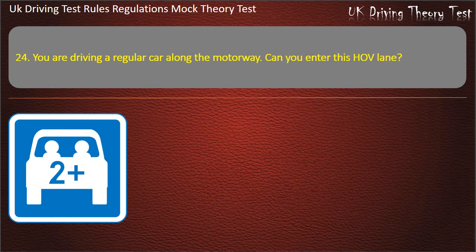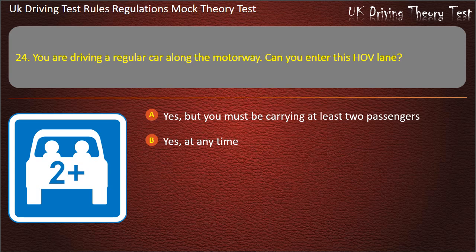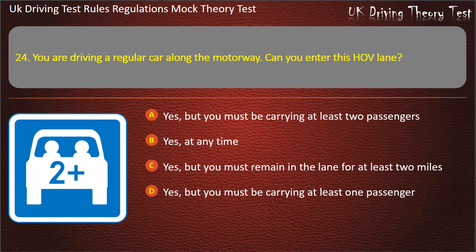Question 24. You are driving a regular car along the motorway. Can you enter this half lane? Yes, but you must be carrying at least 2 passengers. Yes, at any time. Yes, but you must remain in the lane for at least 2 miles. Yes, but you must be carrying at least 1 passenger. Answer. Yes, but you must be carrying at least 1 passenger.